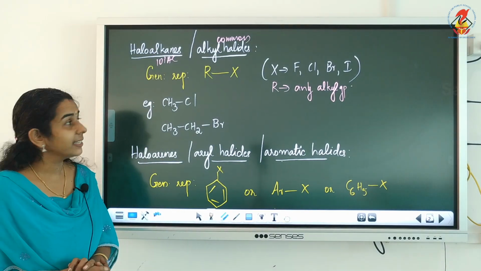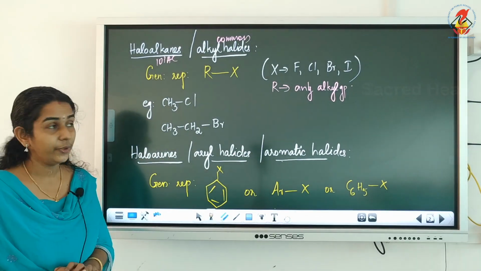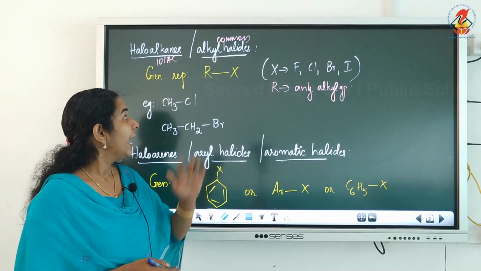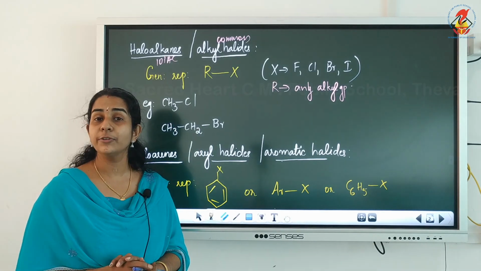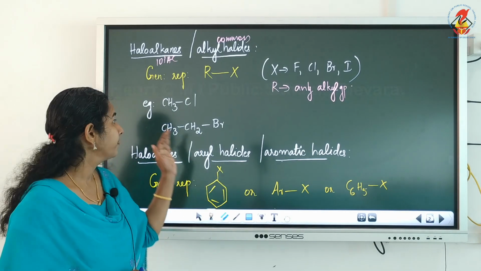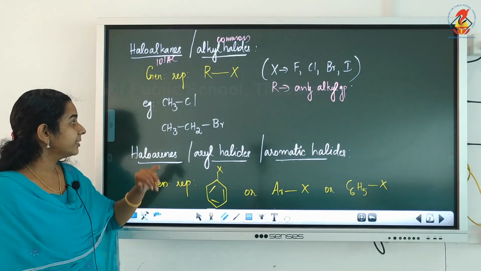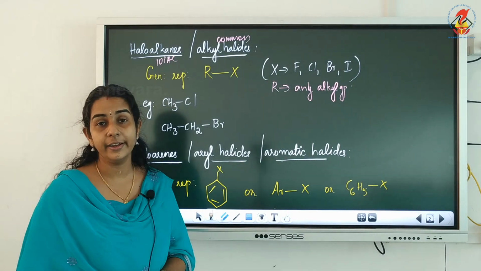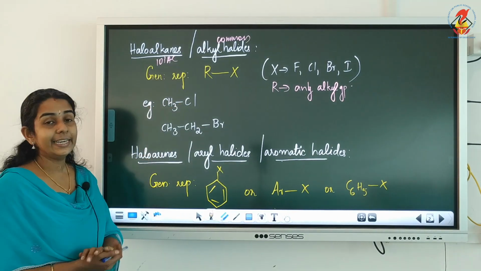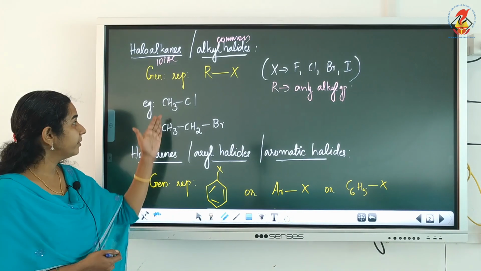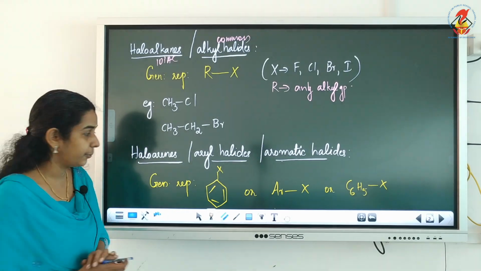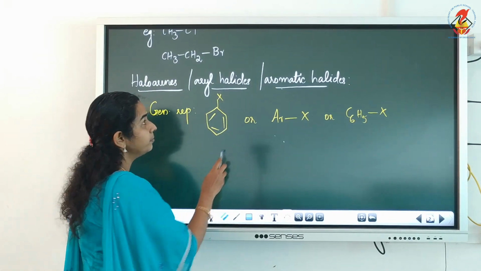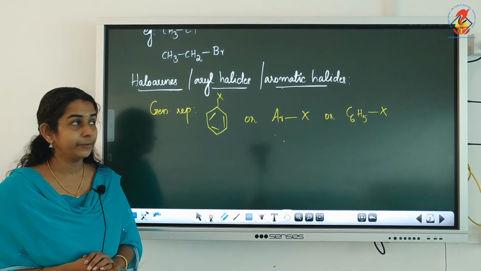Now haloalkanes are generally represented as RX, where R is the general representation of any alkyl group and X can be any halogen atom like fluorine, chlorine, bromine or iodine. For example, CH3Cl and CH3CH2Br are alkyl halides because the halogen is directly attached to an alkyl group. Here it is a methyl group and here it is an ethyl group. The alkyl groups and the functional groups we have already learned in class 11.